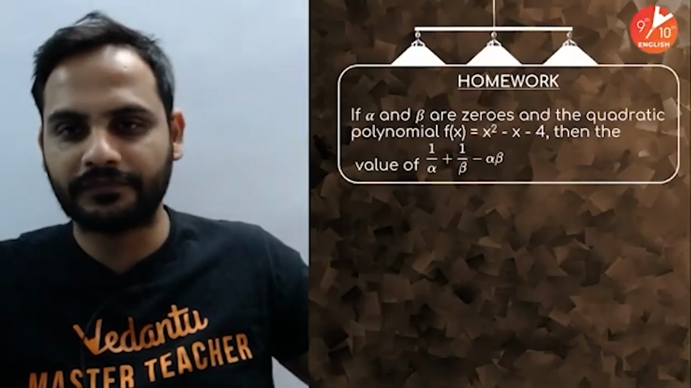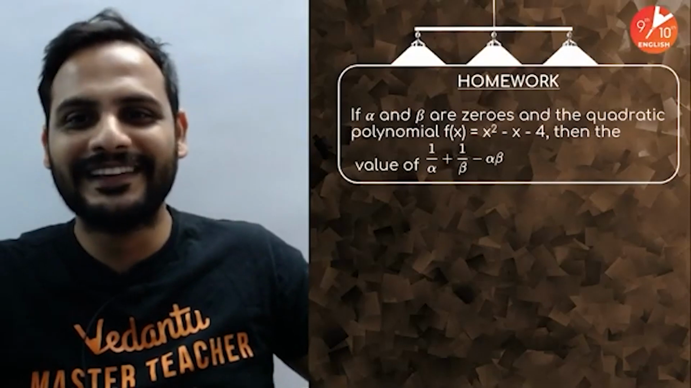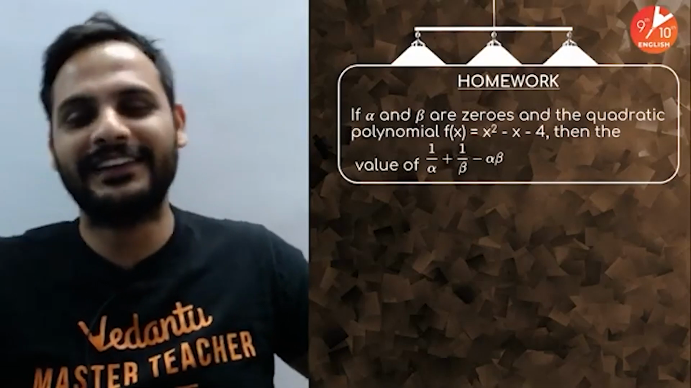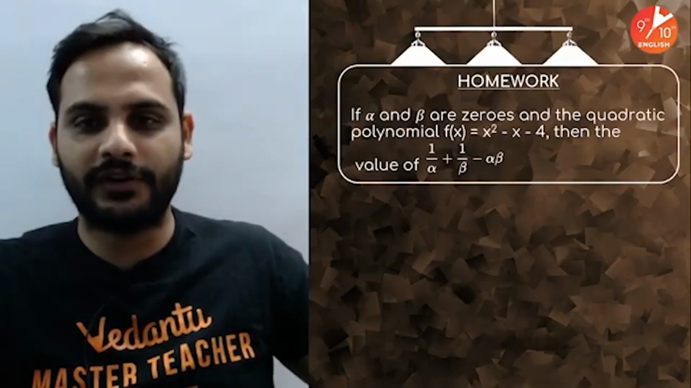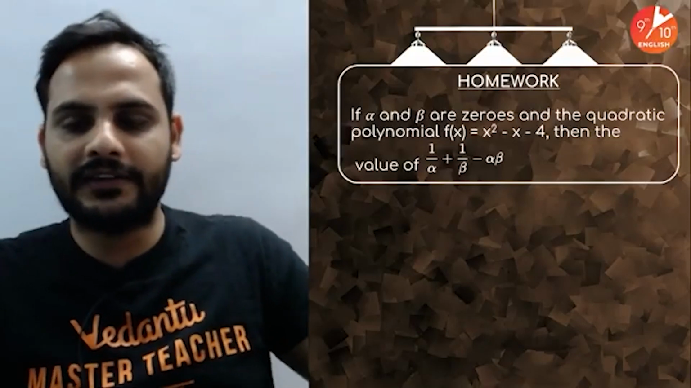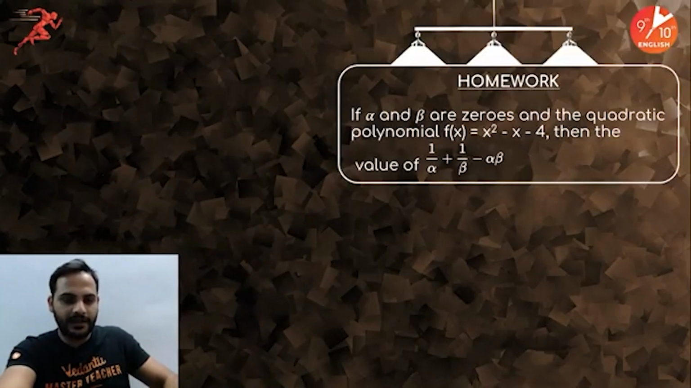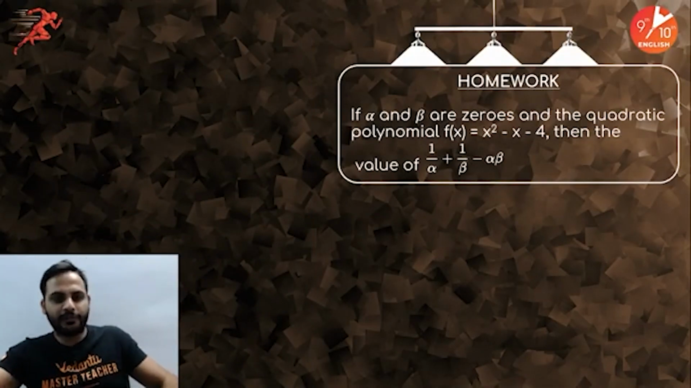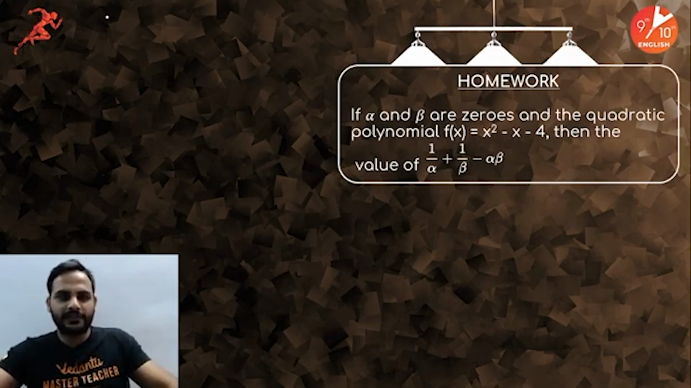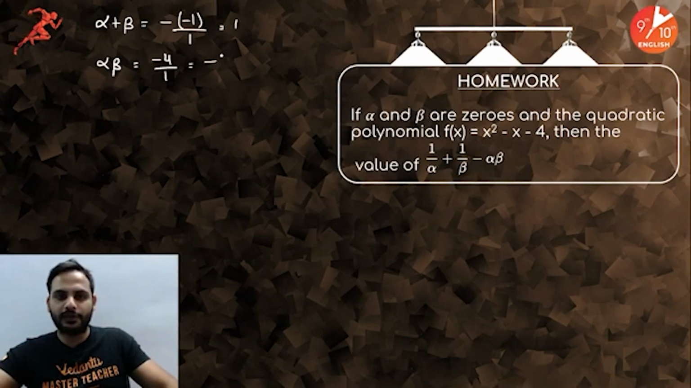First, let's look at the homework question of the previous session. Guys, the homework question says: alpha and beta are the zeros of this polynomial x square minus x minus 4. So I can say alpha plus beta will be equal to minus of b upon a, which is minus of minus 1 upon 1, which is 1, and alpha into beta will be c upon a, which is minus 4 upon 1, which is equal to minus 4.